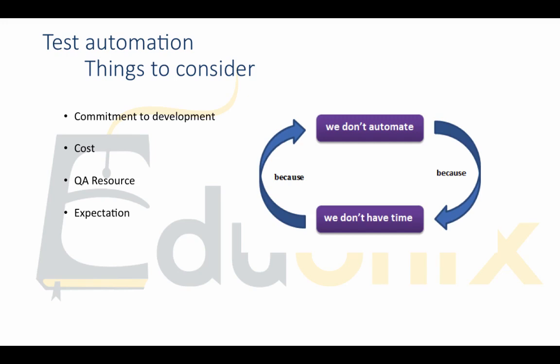You have the classic loop here: we don't automate because we don't have time, because we don't automate because we don't have time. It's a never-ending loop, and automation does require some investment. It will pay off in the long run, but I think just getting the automation in there in the first place is the difficulty, which of course brings us on to cost.